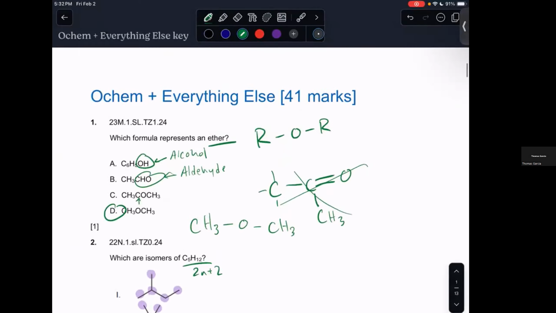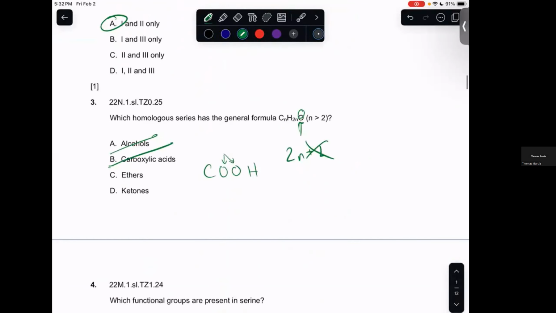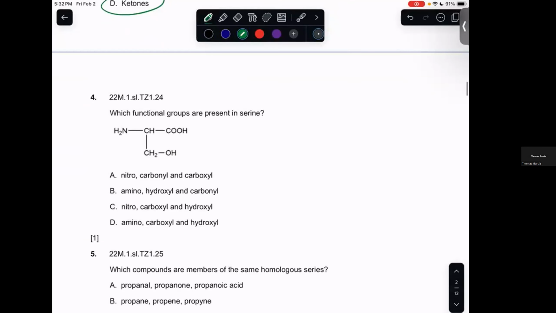Ethers. Now, if we look back to number one, our ether right there has two carbons and six hydrogens. That's 2n plus 2. Turns out ethers still follow the alkane rule of 2n plus 2. So it's not going to be ethers. It's going to be our good friend ketone right here. That double bond actually reduces carbon's ability to take another hydrogen. As we're now learning, we're unsaturated, meaning we can break that double bond to throw something else there.